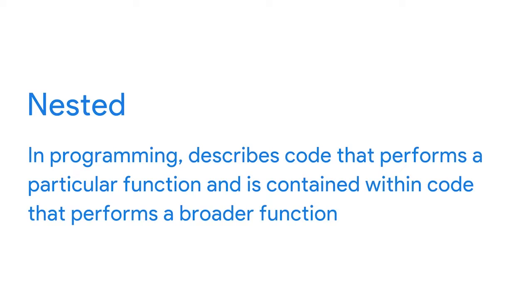So instead of typing out functions contained inside other functions, you can use the pipe operator to do the same work. In programming, we describe this as nested. Nested describes code that performs a particular function and is contained within code that performs a broader function. You can think of a pipe as a way to code the phrase "and then."